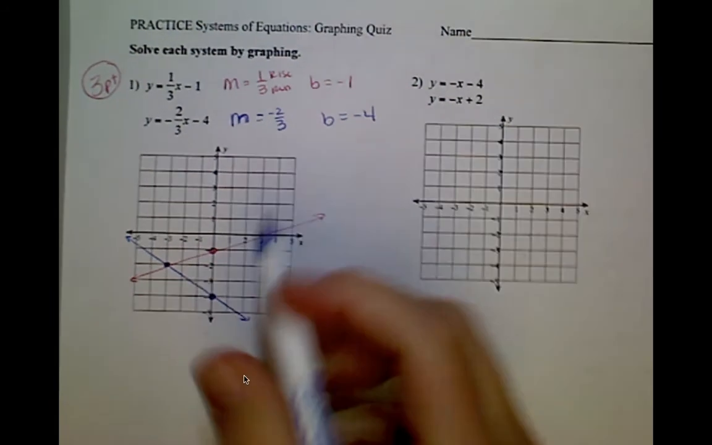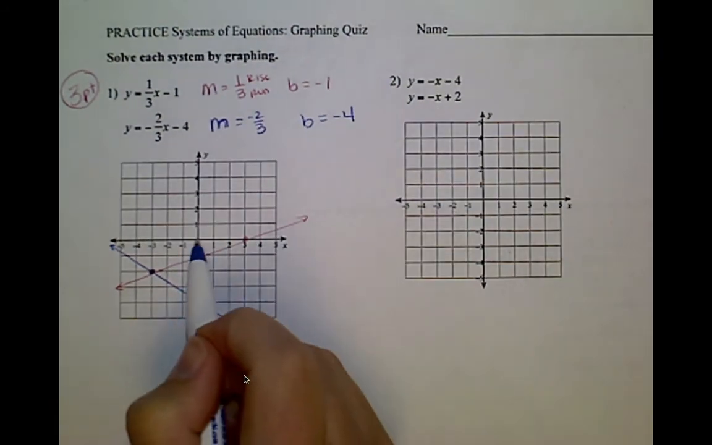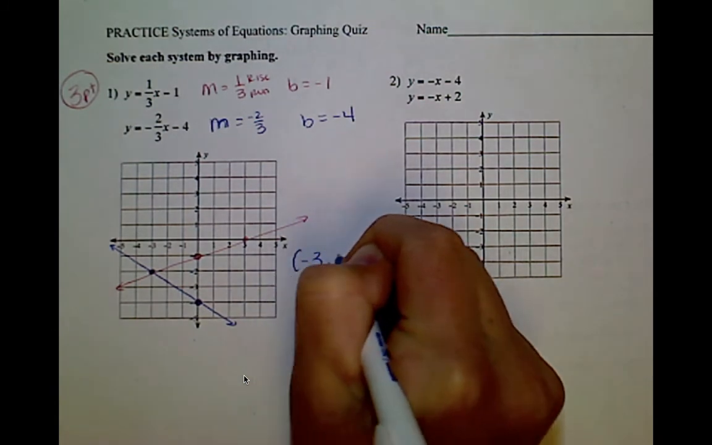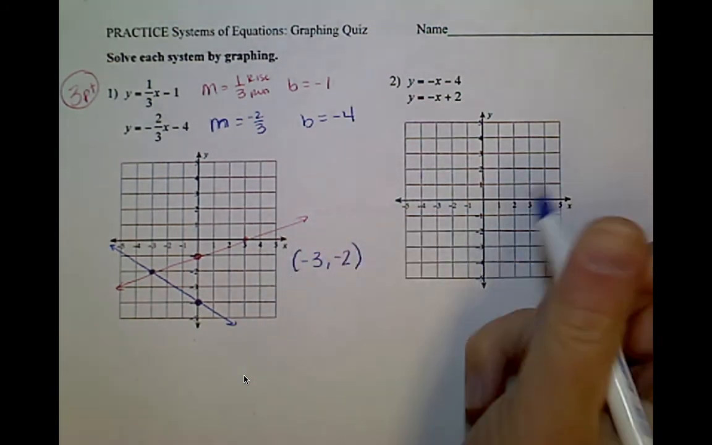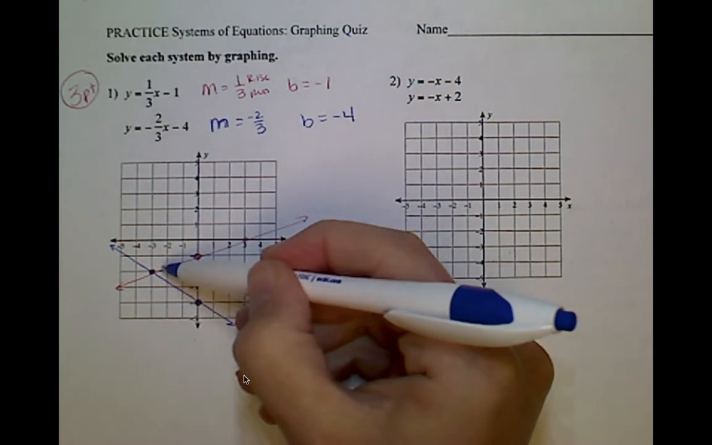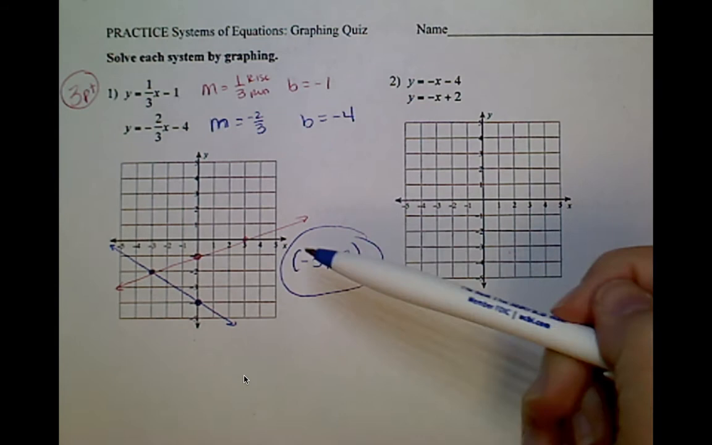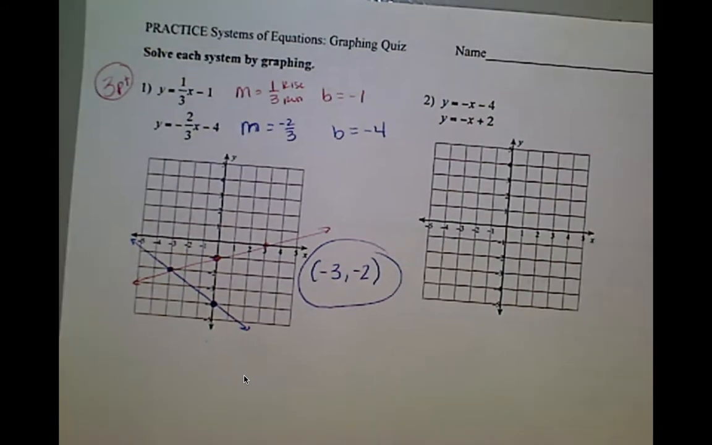The last point you have to do is you have to write down the solution. Well, the solution is -3, -2. Remember, x comes before y in the alphabet, does the same thing in math. So you went left 3, down 2, -3, -2. That would give you full credit, having both lines graphed and the actual solution written down.